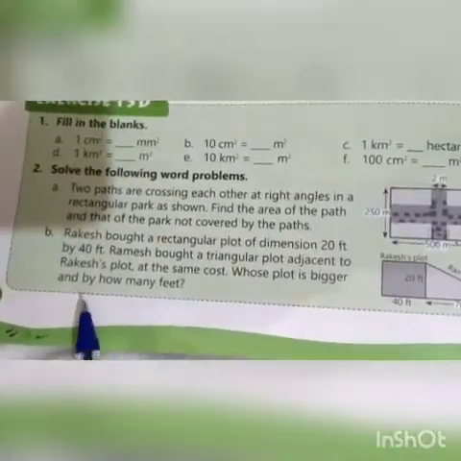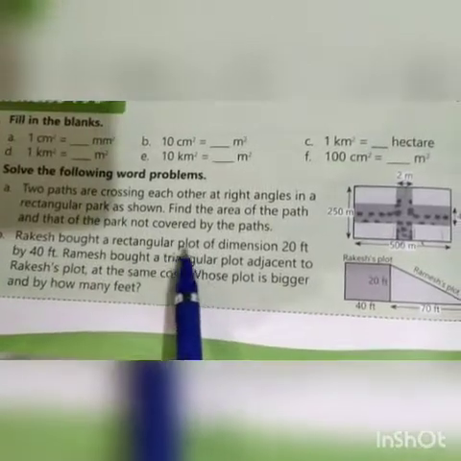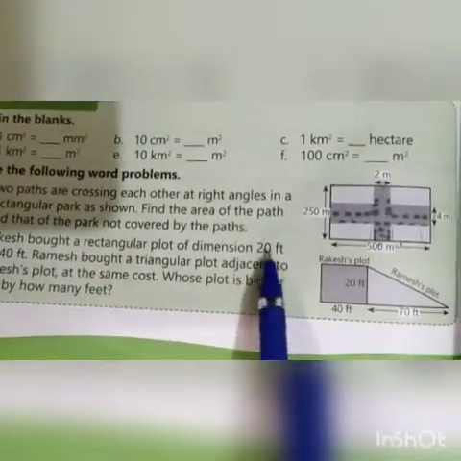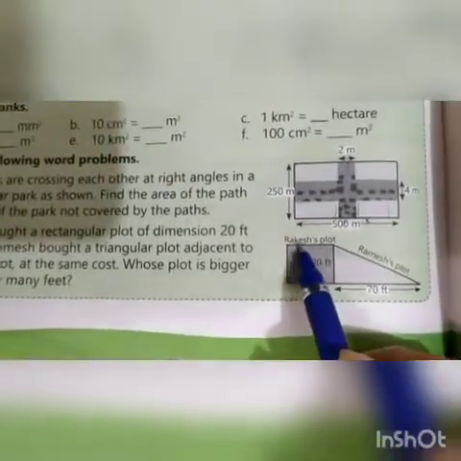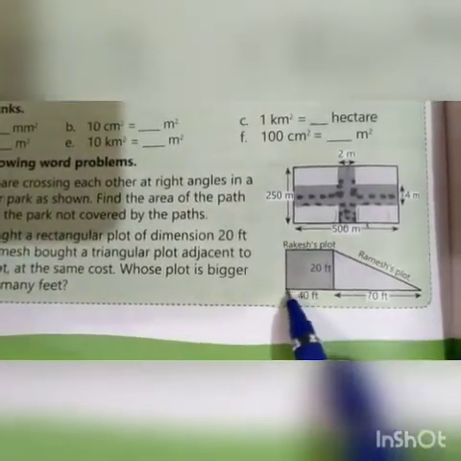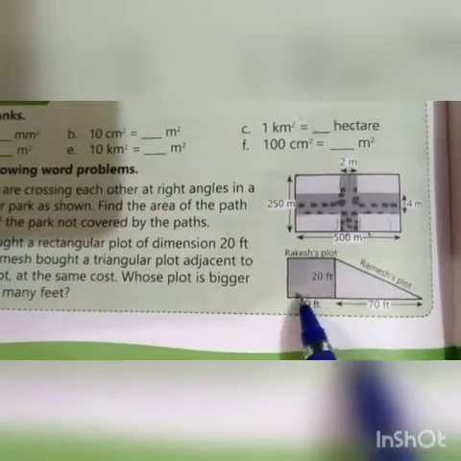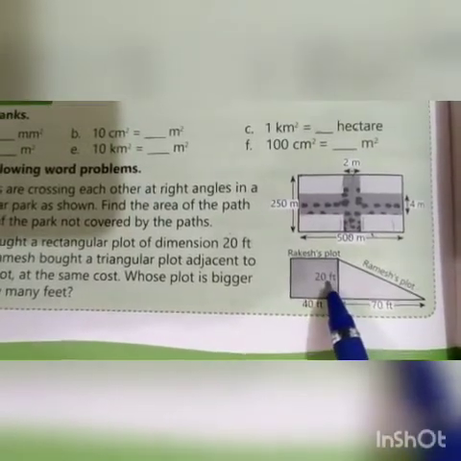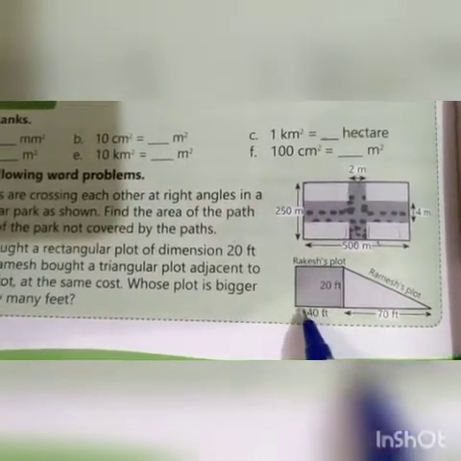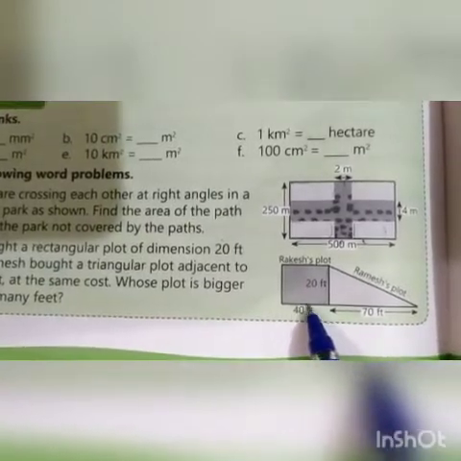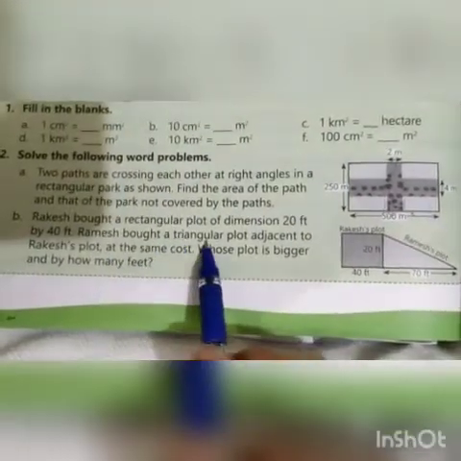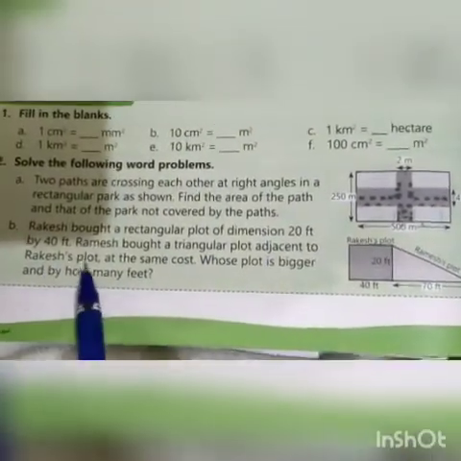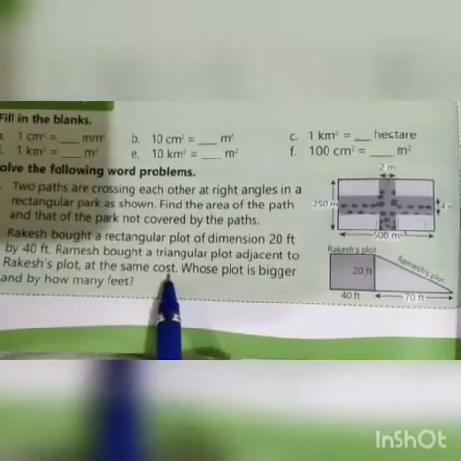Now second B. Rakesh bought a rectangular plot of dimension 20 feet by 40 feet. Rakesh bought this plot, only this one. Its dimensions are 20 feet and 40 feet. We can say that the length of this plot is 40 feet up to here and the breadth of this plot is 20 feet.